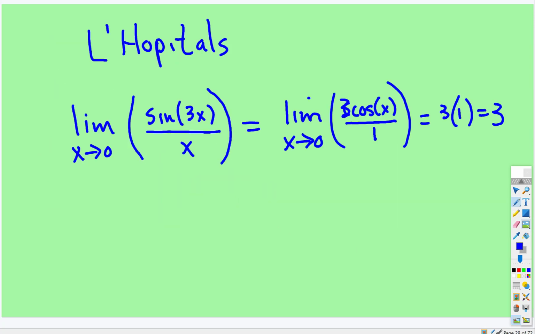Okay, so here's an example with L'Hopital's. If I have sine of 3x over x, well, instead of doing what I did before where I multiply top and bottom by 3, I can just take the derivative of the numerator and the denominator. The derivative of sine 3x is 3 times cosine of 3x, sorry about that. And the derivative of x is 1. Well, when we substitute in 0, 3 times 0 is 0. Cosine of 0 is 1. 3 times 1 is 3. All right, that's it for this.